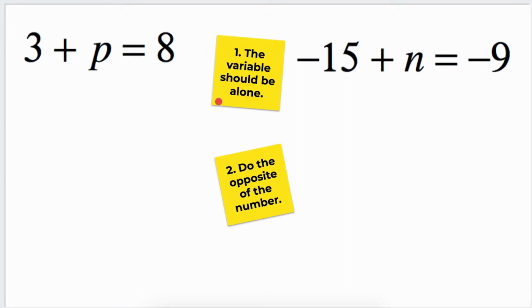So the first hint that I have for you when solving a one-step equation, you should keep in mind that the variable should be alone. And then the second thing is to do the opposite of the number. So the variable here is p.